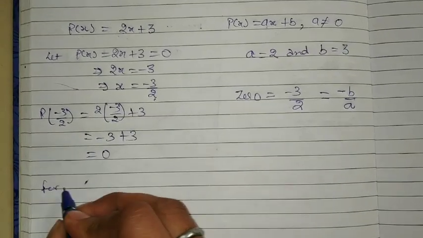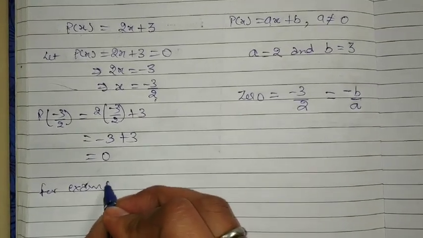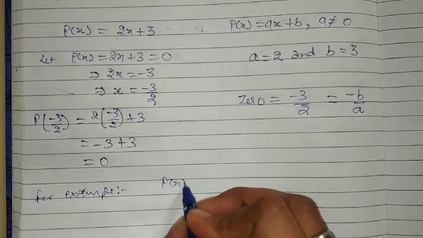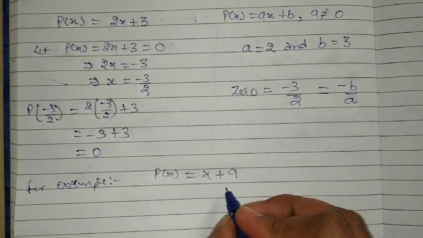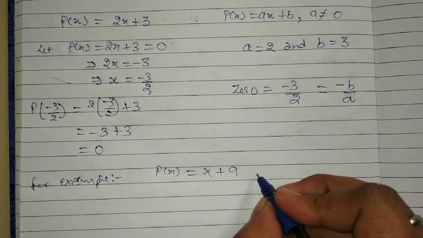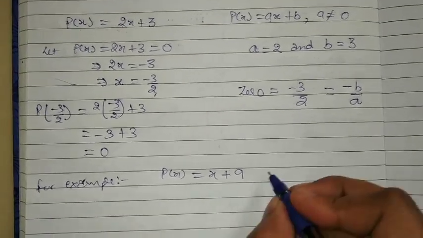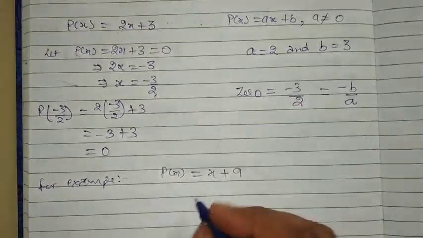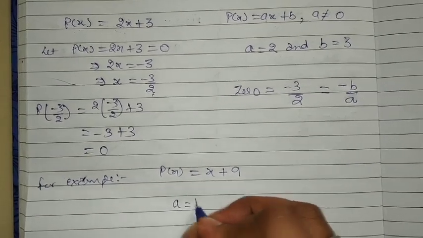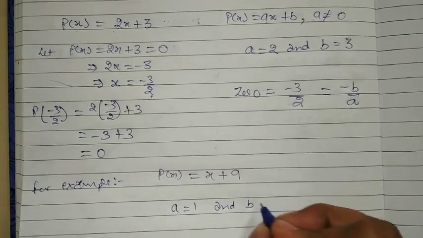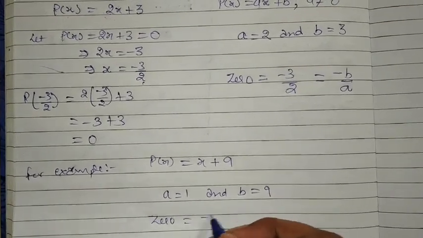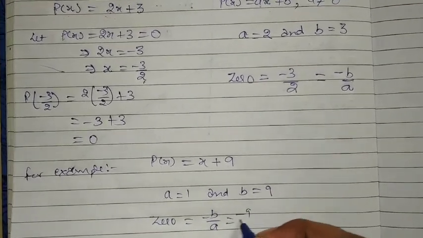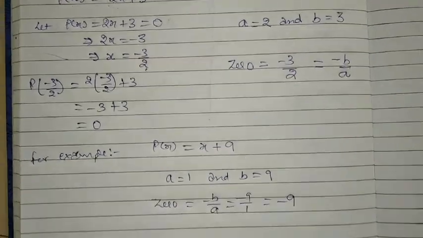For example, let's suppose x plus 9 is a linear polynomial. While comparing it with the standard form ax plus b, we will get a equals 1 and b equals 9. So what will be the zero of this polynomial? This will be minus b by a, that is minus 9 by 1, that is minus 9.